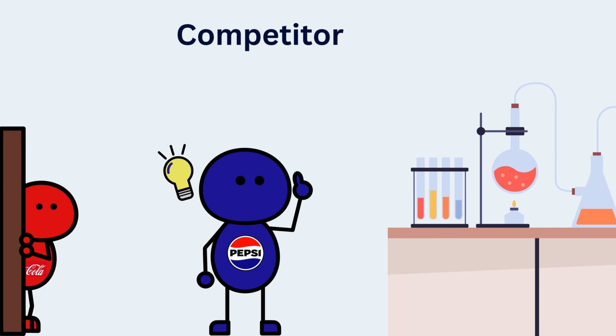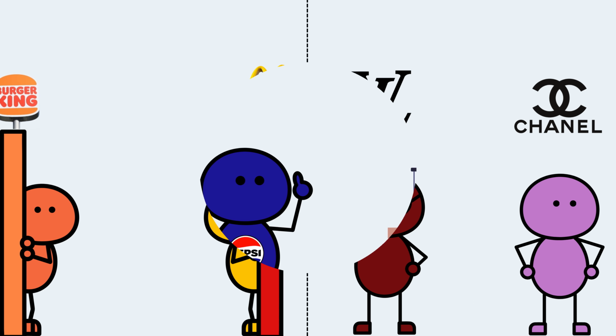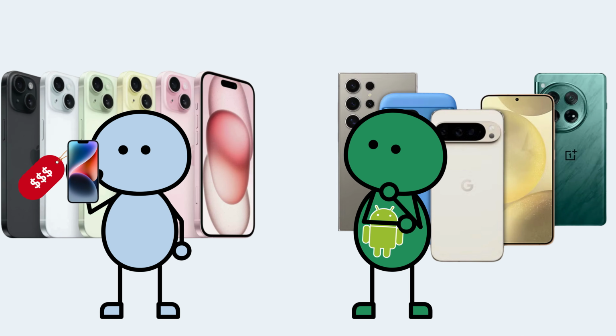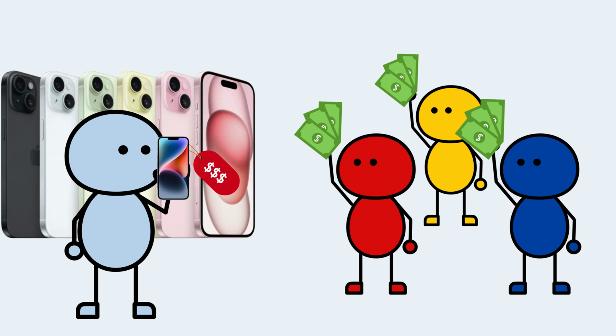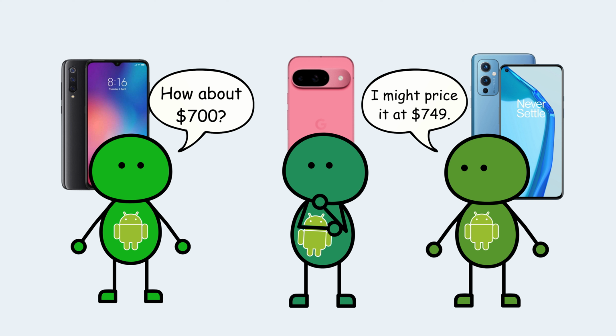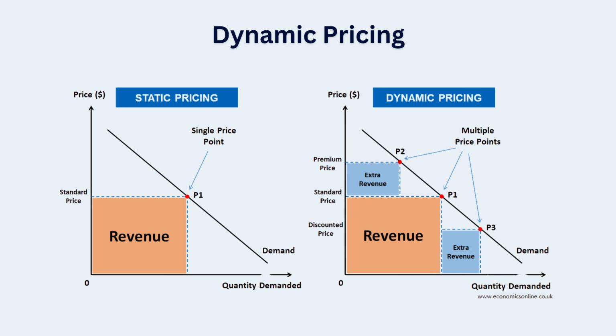When setting prices, companies also need to keep an eye on what their competitors are charging. Of course, not all brands worry about competition equally. For example, Apple doesn't concern itself with what Android phones are priced at. Why? Because Apple has a loyal customer base that's willing to pay a premium for the brand. In contrast, Android manufacturers might adjust their prices to stay competitive, often pricing just slightly lower than Apple to offer a more affordable alternative.